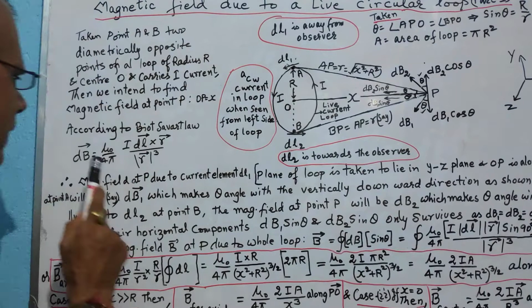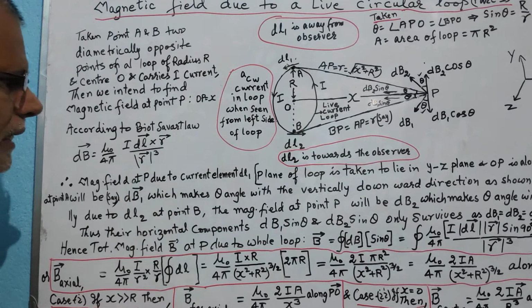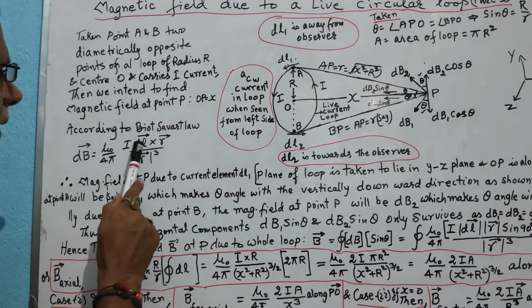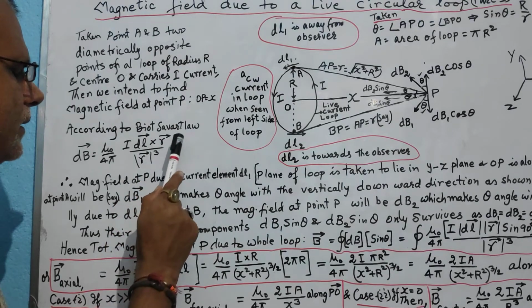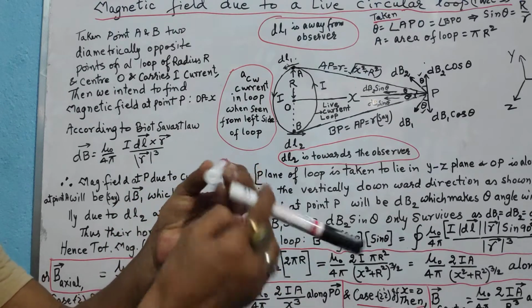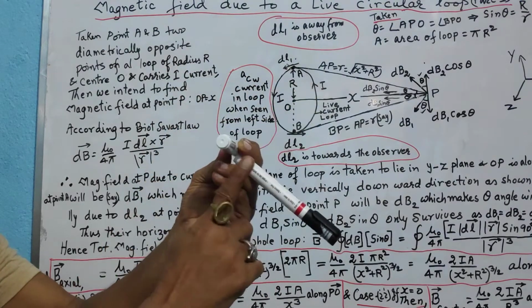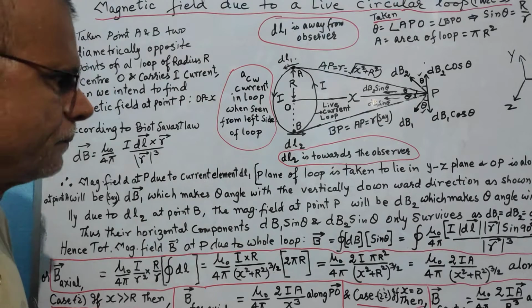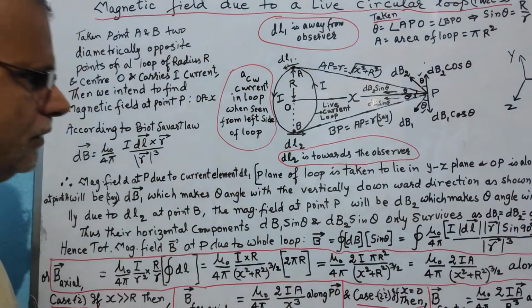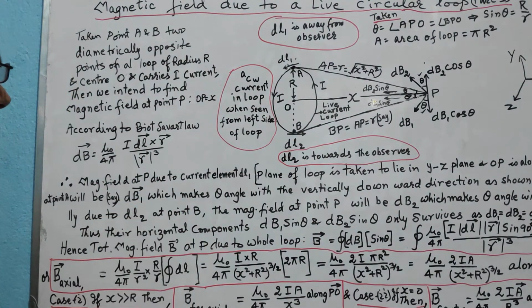Here, for dB you can write using the Biot-Savart law, dB is equal to mu 0 by 4 pi I dl cross r by r vector to the power 3. When you find the cross product, you have magnitude of dl, magnitude of r, and sin 90 degrees, because I have just shown you that the vector r always makes 90 degrees with the vector dl. So sin 90 is 1. But one more factor is there, sin theta.